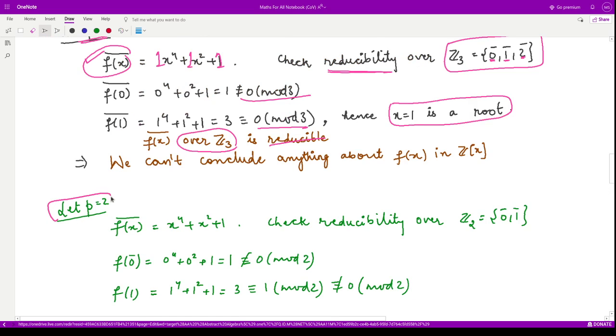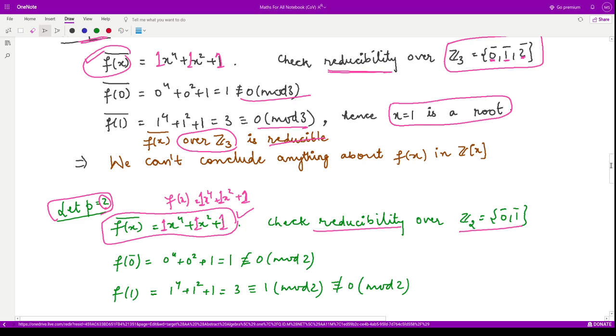Let us take P to be 2. So our reduced polynomial would again be this. That means fx was x raised to power 4 plus x square plus 1. When you divide 1 by 2, you'll get the remainder as 1, and the same for each of the other coefficients. So this is our reduced polynomial, and we need to check its reducibility over Z2.